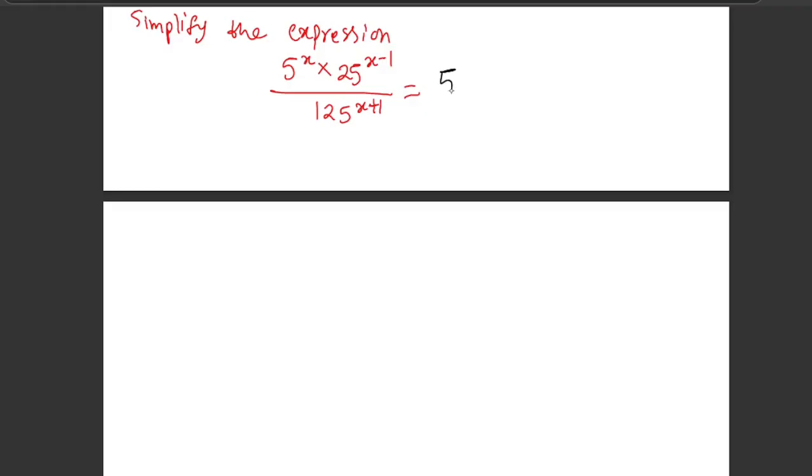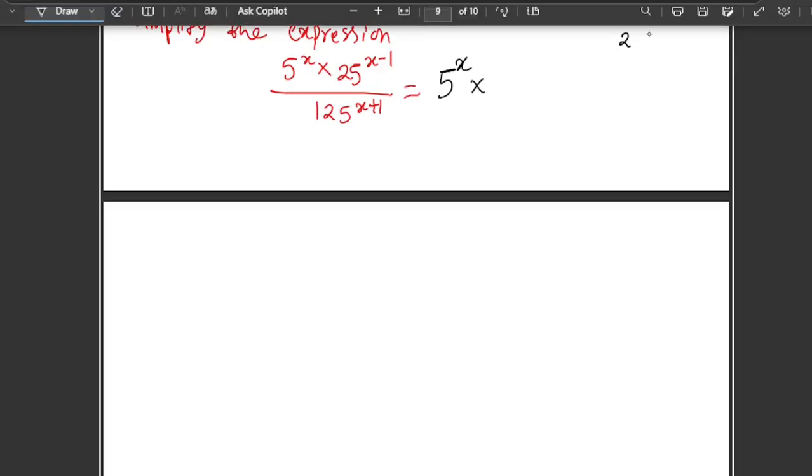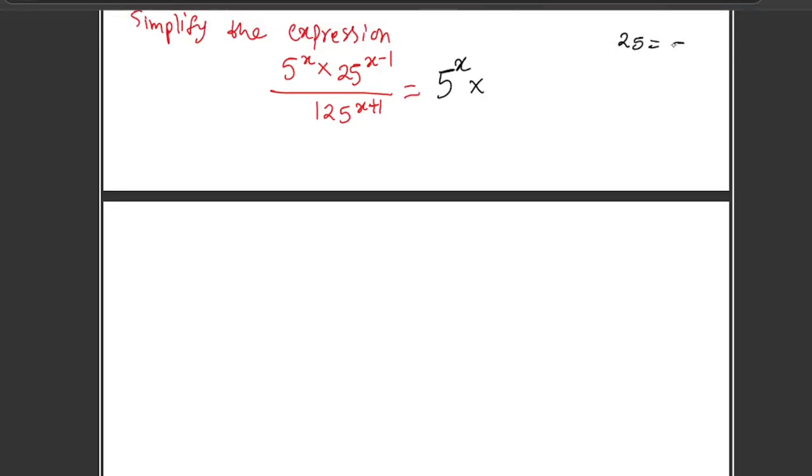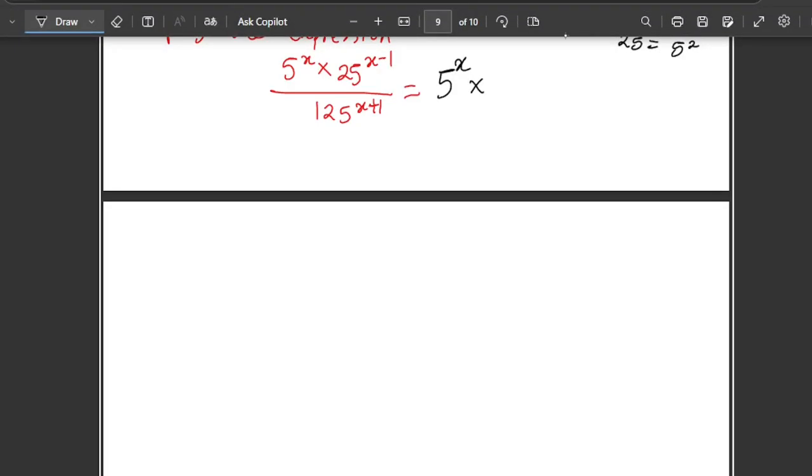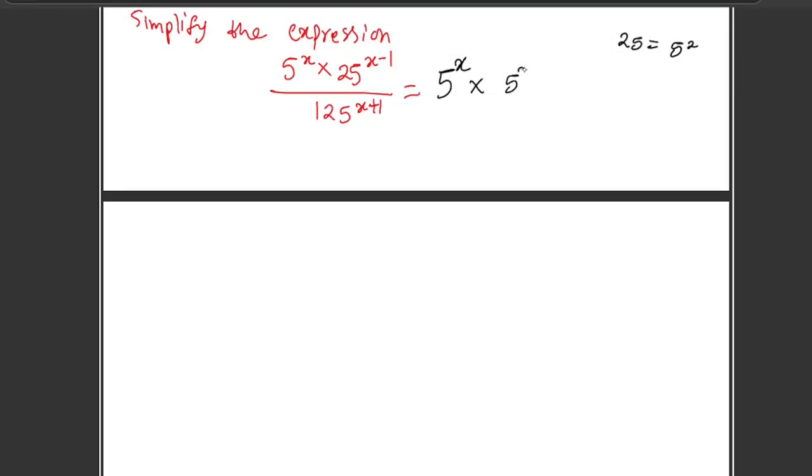So we have 5 raised to power x times 25. 25 equals 5 squared, so we can write it as 5 squared raised to power x minus 1. Then over, 125 is 5 raised to power 3. You can write this as 5 raised to power 3, raised to power x plus 1. That's the first step. If you want to simplify, make sure they all have the same base, as you can see here. Then we can simplify further by saying 5 raised to power x times 5 raised to power.